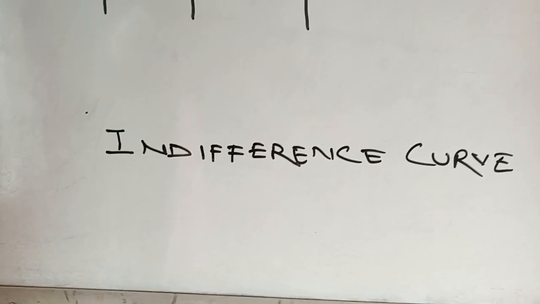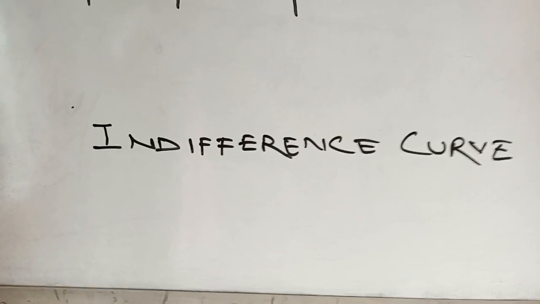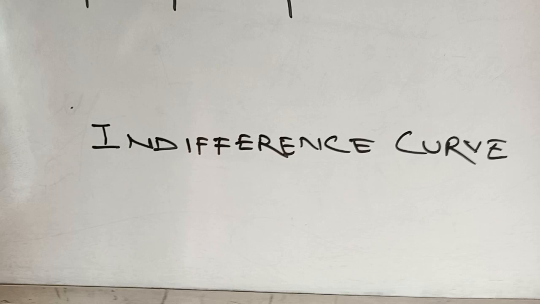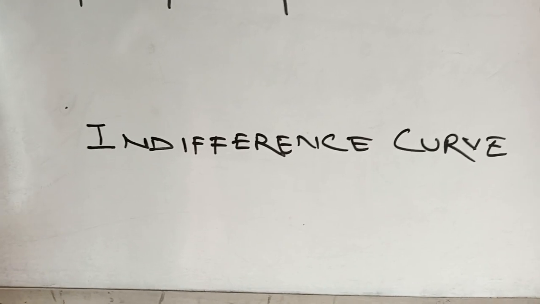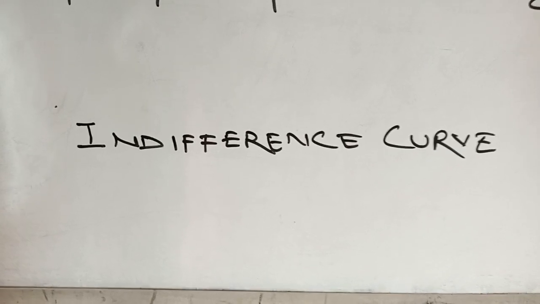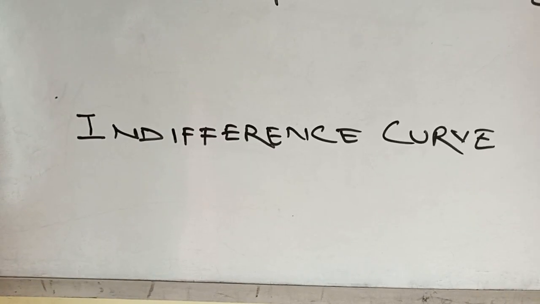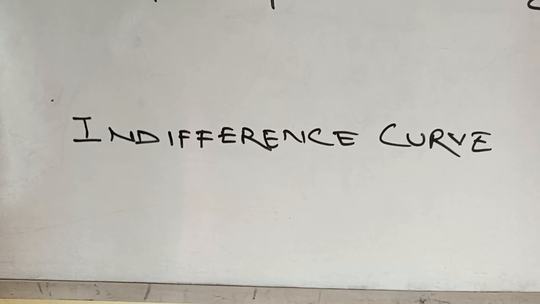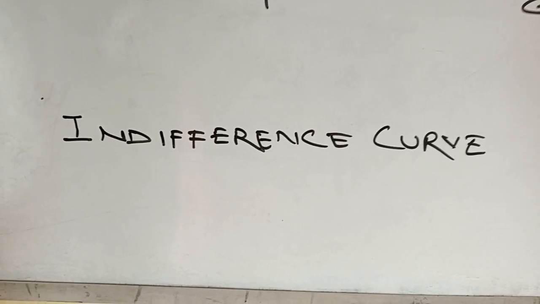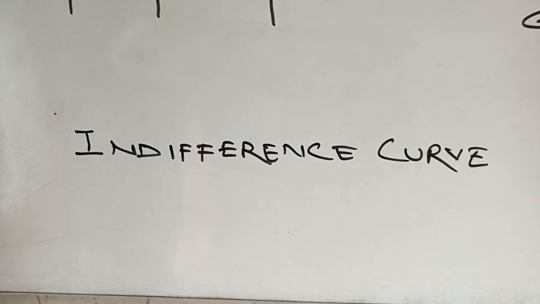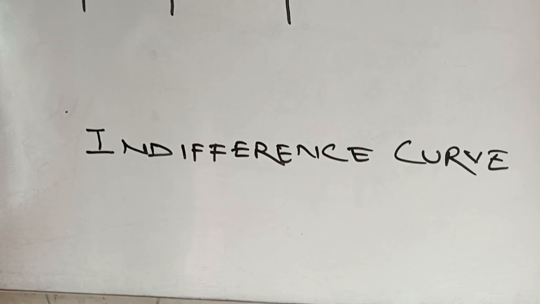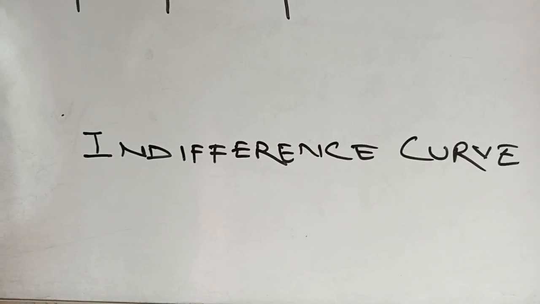Start the chapter Indifference curve. Actually, this is not a chapter. This is another chapter of consumer behavior. Under the chapter of consumer behavior, there are two approaches. Ordinal utility approach is this. We have already done cardinal utility analysis, that is marginal utility analysis, and now it is ordinal utility analysis. This is about indifference curve.